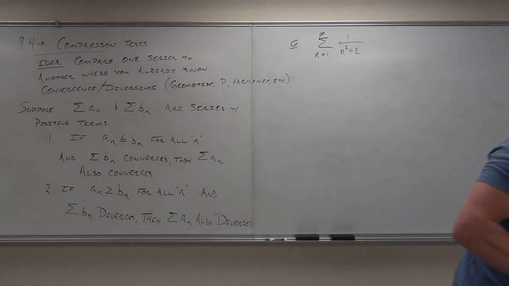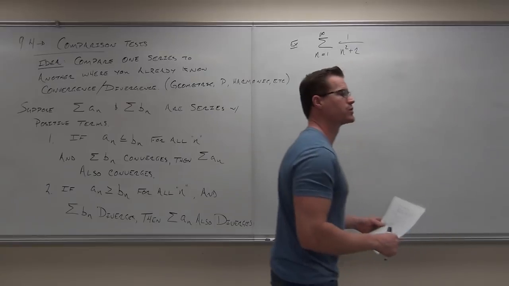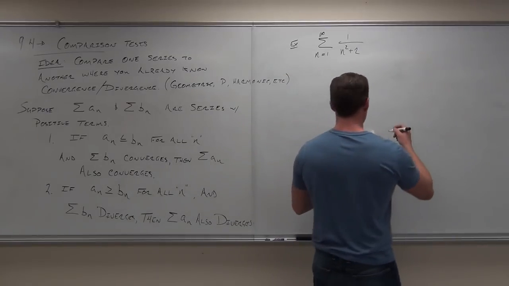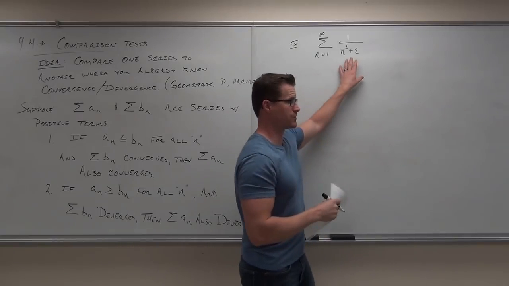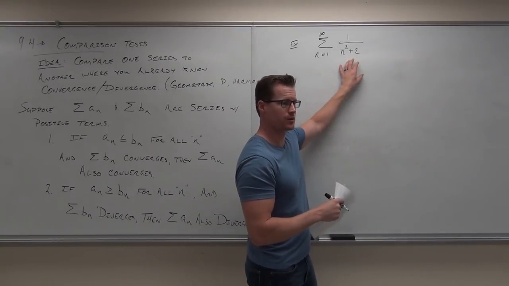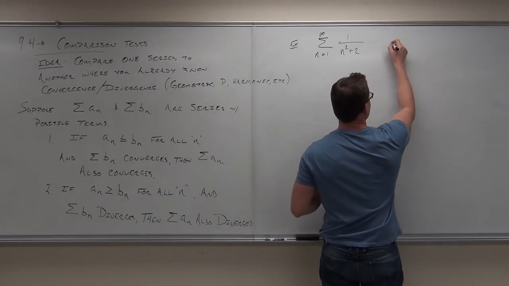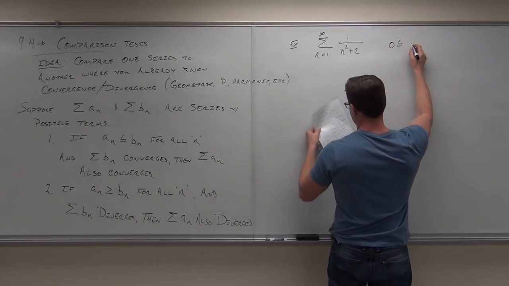Let's compare this to a series that we already know the convergence for. So basically, here's what we need to know. Firstly, we need to say whether these terms are all positive. Are all these terms positive? Yeah, okay. So we know that because all these terms are positive, this is greater than or equal to 0.